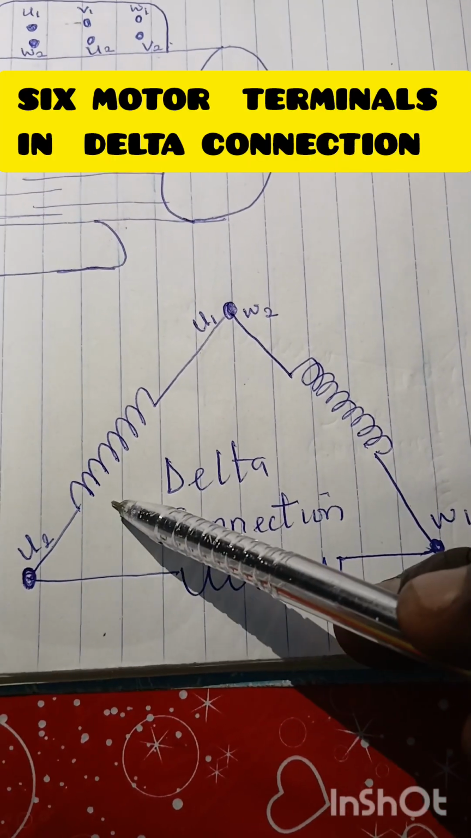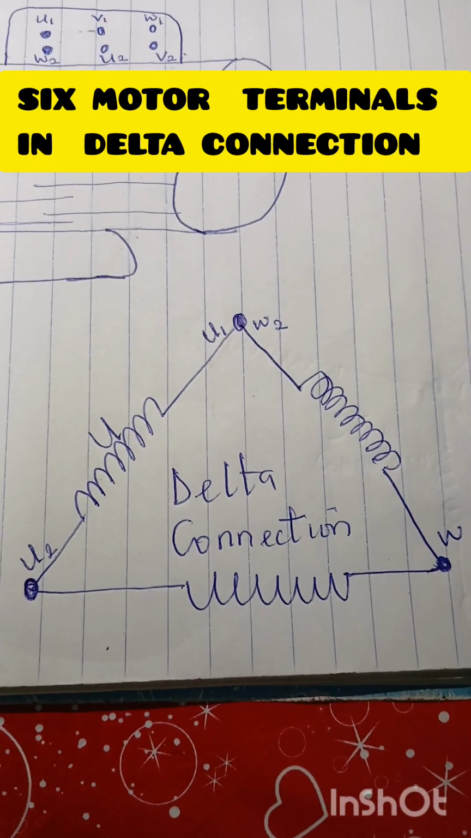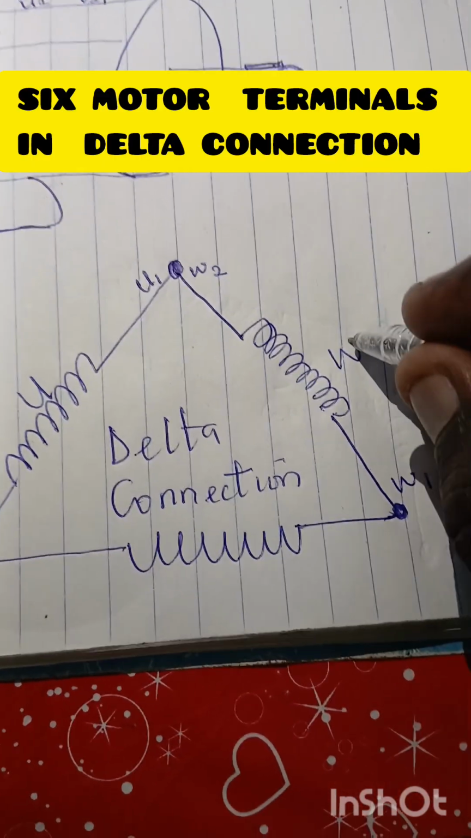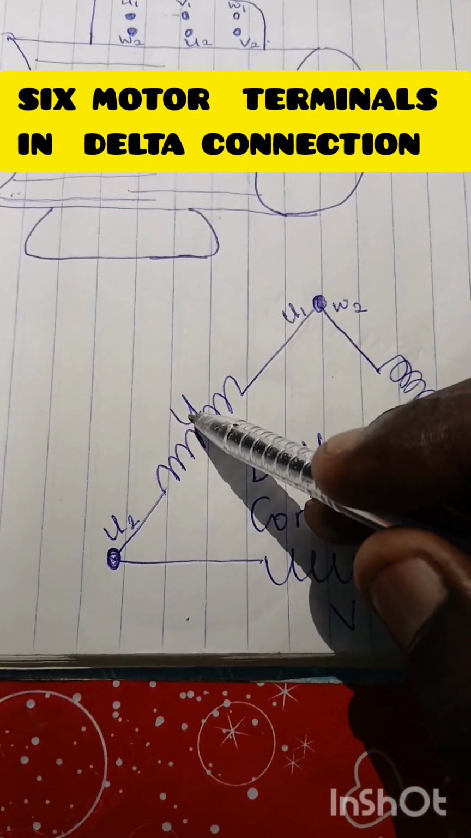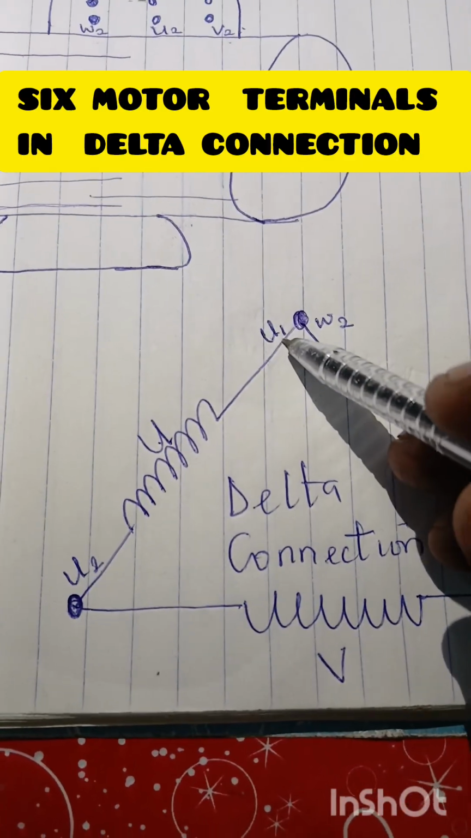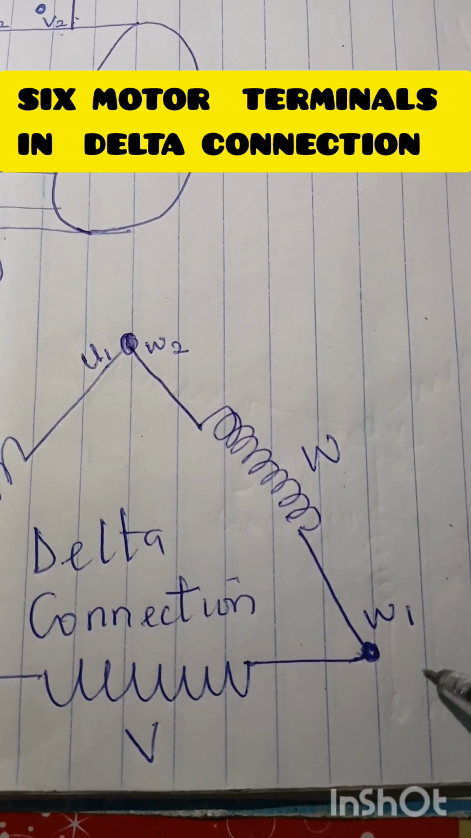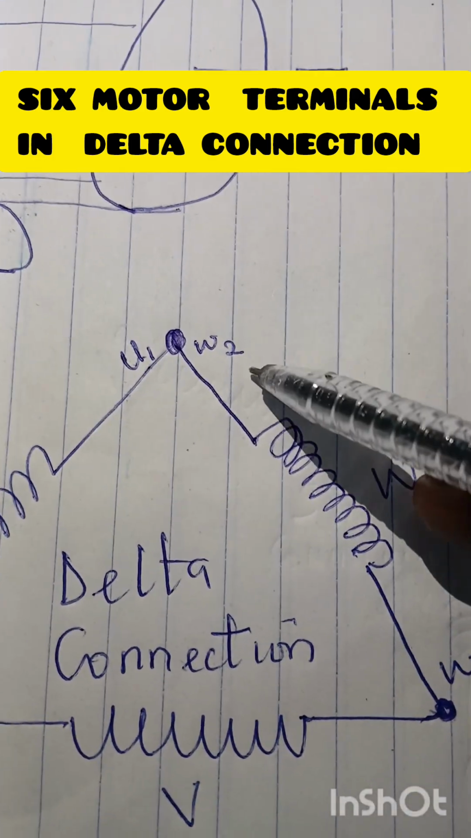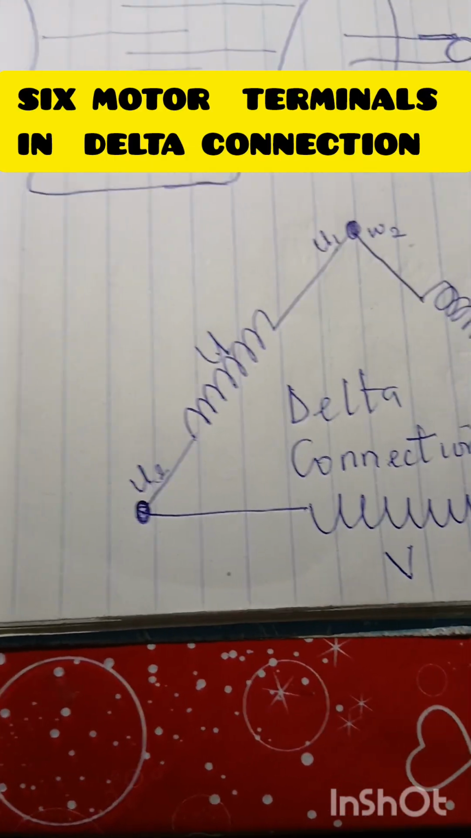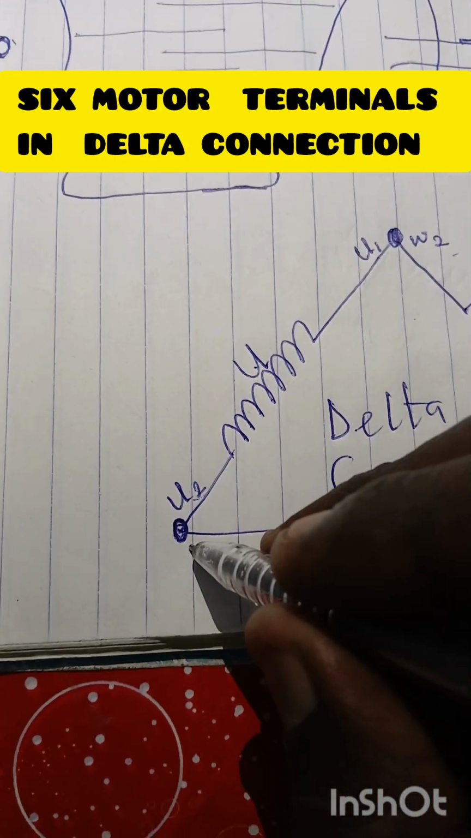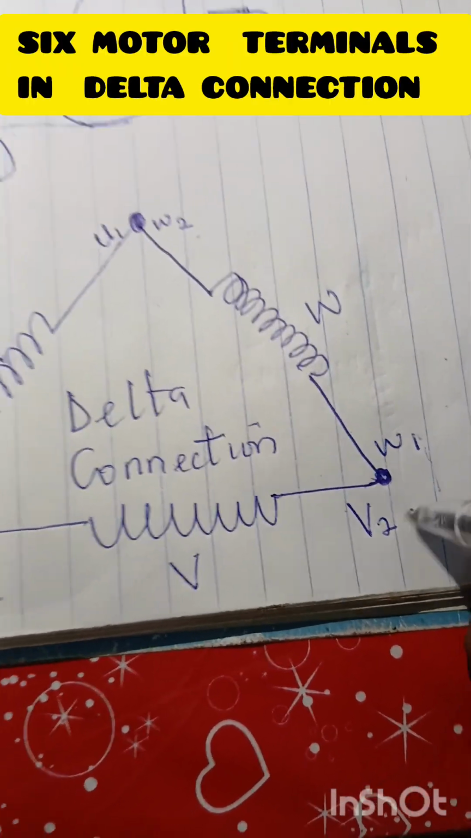The start of one coil, this is coil U. Have you seen it? And this is coil W. And this is coil V. So the start of coil U is U1, while the end is U2. Coil W, the start is W1 and the end is W2. Coil V, the start is V1 and the end is V2.